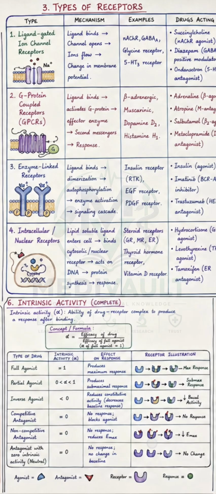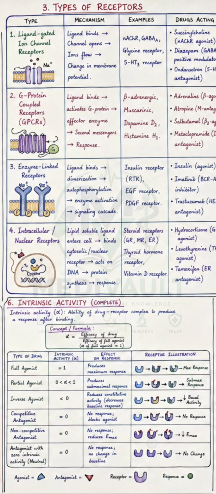Okay, so when we are talking about a full agonist, it will produce the maximum effect. A partial agonist will produce a submaximal effect, meaning not maximum. An inverse agonist will decrease the basal activity, meaning the effect will decrease. And the next is the competitive antagonist. A competitive antagonist produces no response itself, but blocks the agonist. That agonist, which is a drug for example, will be blocked, and the response will not show.